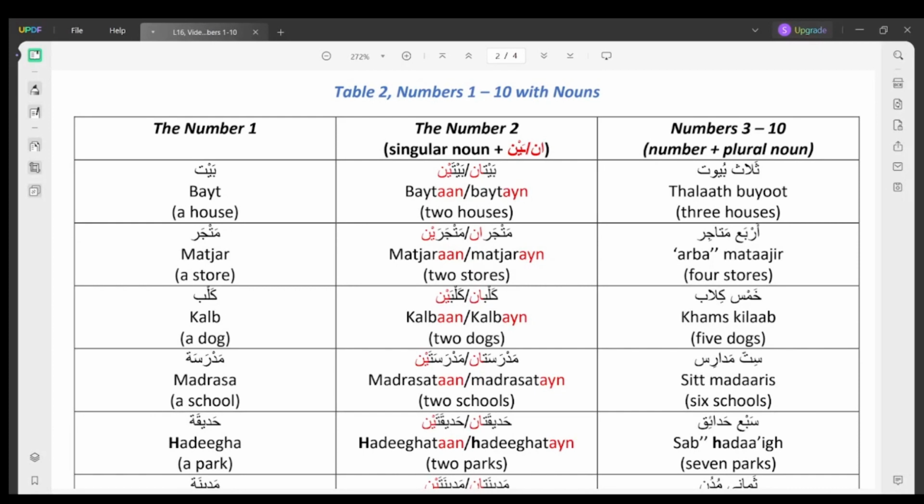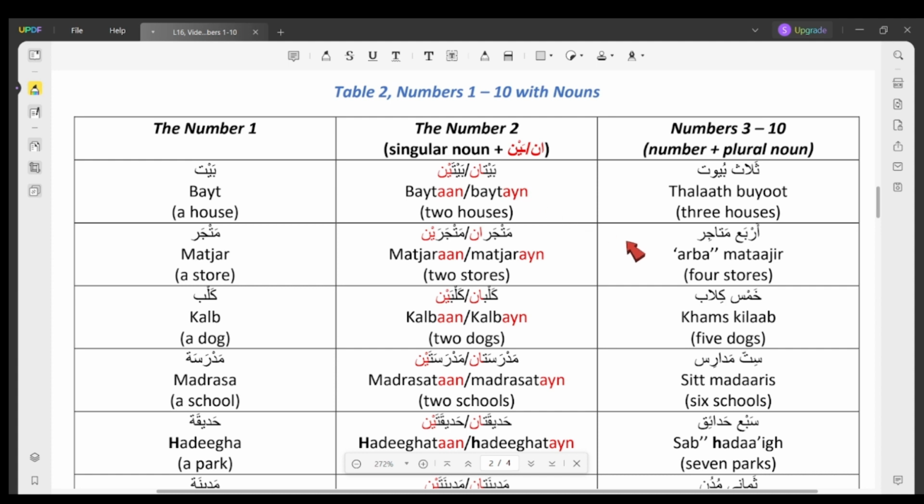with nouns. Let's start with the first word. Bayt, a house. And on the right side, baytan or baytain. This means 2 houses. In Arabic, whenever we want to say 2 of something, we need to add the extension an or ain to the end of our word. In this case, bayt plus an, baytan, or bayt plus ain, baytain, meaning 2 houses.